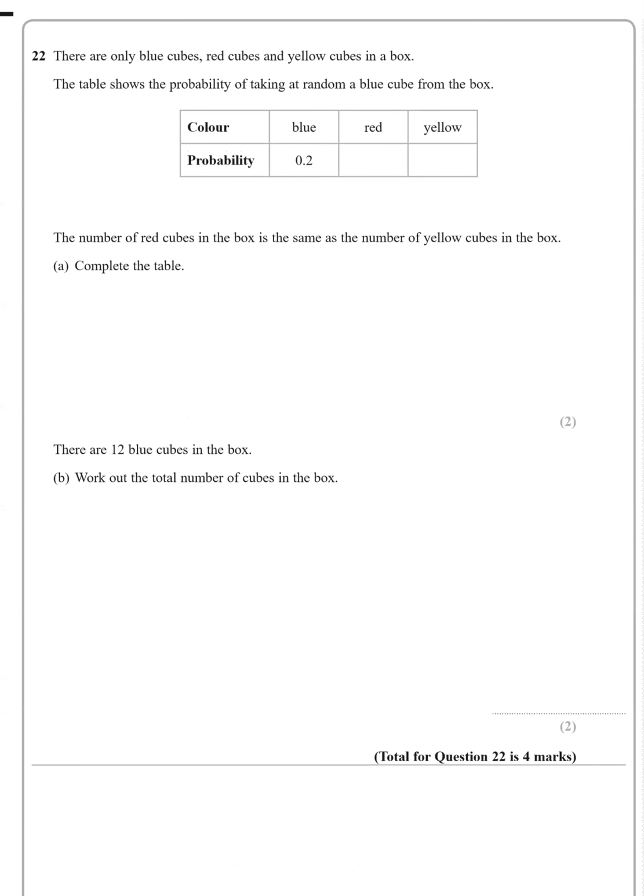So, question 22. There are only blue cubes, red cubes and yellow cubes. The table shows the probability of taking at random a blue cube from the box. The number of red cubes in the box is the same as the number of yellow cubes in the box. Complete the table. Right, so these two need to be the same, but they all need to add up to 1. So we need to do 1 take away 0.2, which is 0.8.